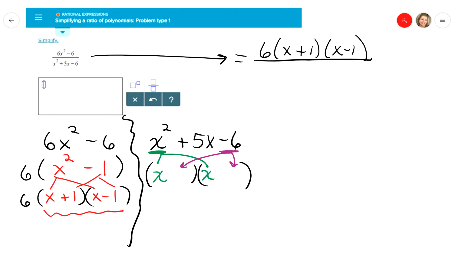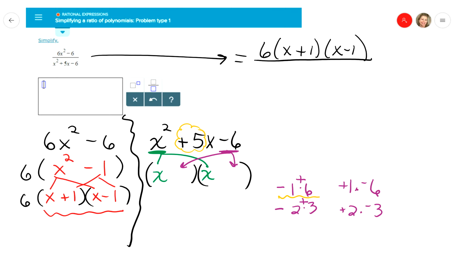Well, let's just look at the 6. Factors of 6 are 1 times 6 and 2 times 3. But it has to be a -6. So you're either going to have a -1 and a +6, or a -2 and a +3, or a +1 and a -6, or a +2 and a -3. There's 4 combinations. There's only 4 factors of 6, 1 times 6 and 2 times 3. But because it's a -6, I have to consider each number being positive and then negative. And you're looking for the pair that'll add up to this +5 in the middle.